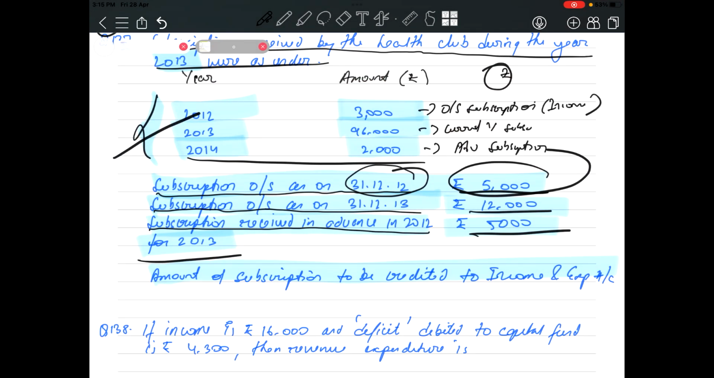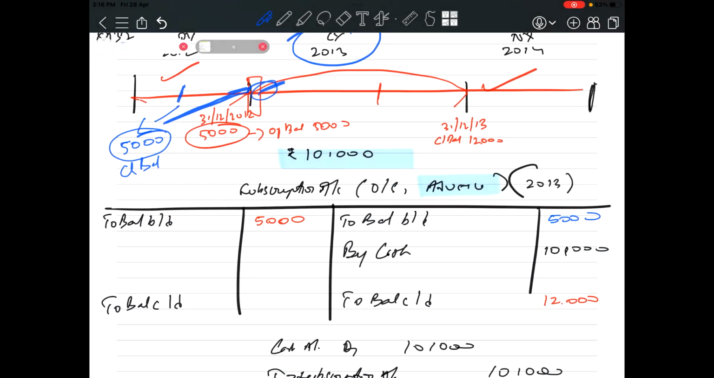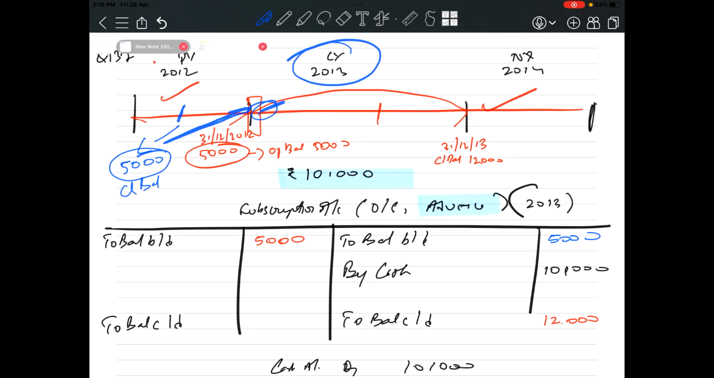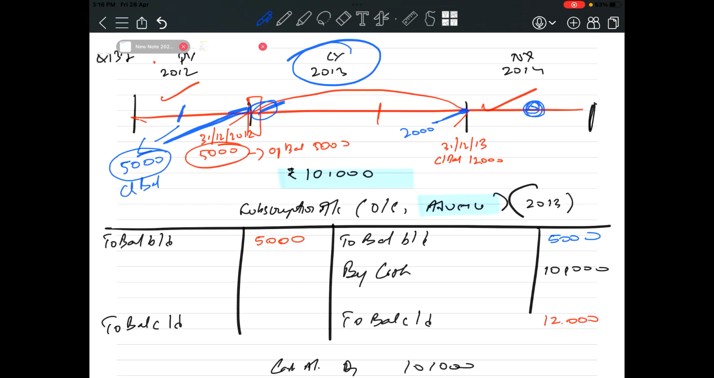Okay, see now this point. In 2013 we have received 2,000 rupees. Now which year does this income relate to? It relates to 2014, right? Income we should receive in 2014, but we are receiving it in the current year 2013. The 2,000 which I have received is for the next year.